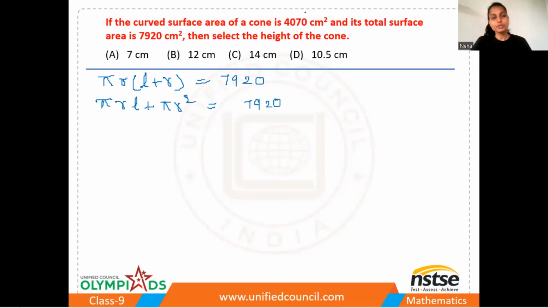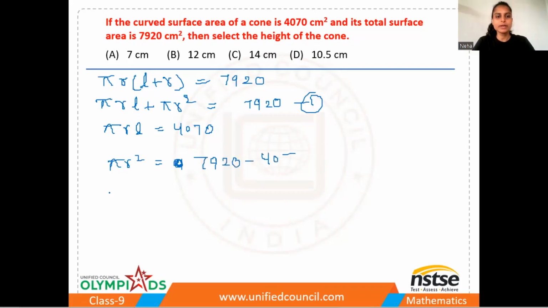And one more thing is also given. The curved surface area, that is the value of pi r L, is also given, equal to 4070, right? So now here, students, what we can do is put the value of pi r L in equation number 1 and we can find out the value of pi r square, right? So pi r square is 7920 minus 4070, right? So pi r square is, my dear students, nothing but 3850, right?